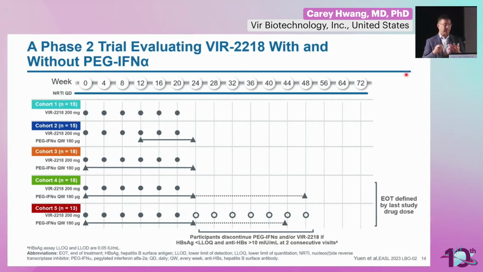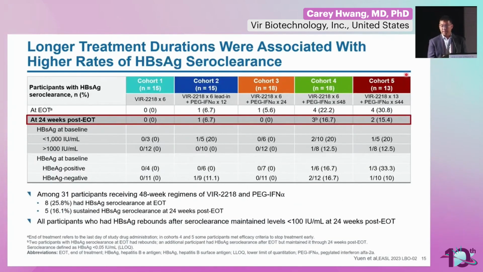This gets to our hypothesis, and I think everybody has the same hypothesis: adding an antiviral with an immunomodulator. We know with siRNAs, very few studies have gotten participants to S loss or seroclearance with just monotherapy, and we know with interferon alpha, the rate is about 3 to 7%. Importantly, when we looked at 24 weeks post end of treatment in these cohorts, you can see that very few participants were able to achieve seroclearance.